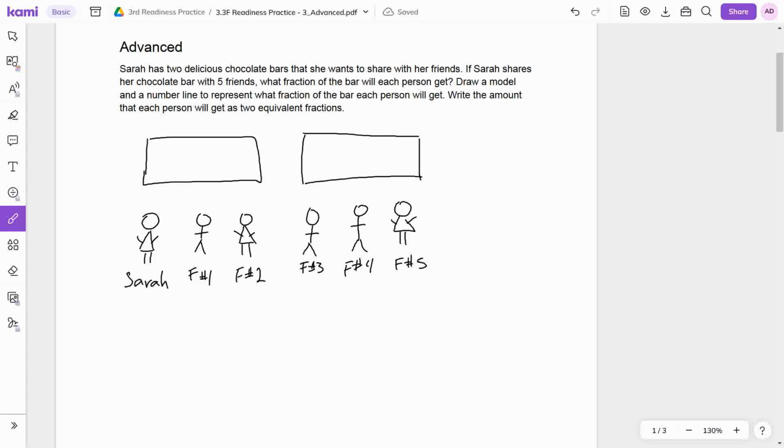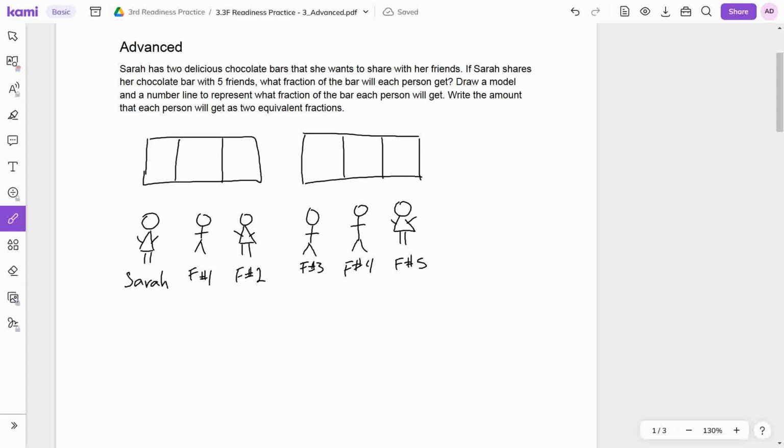Now you notice what I did here is there are 2 different chocolate bars. I know that if I split 6 in half, because I've got 6 total people, I can get 3 and 3. 3 on one chocolate bar, 3 on the other chocolate bar. So I want to draw a model and a number line to represent what's been going on. So I'm going to take some lines, and you see I've got my friends lined up underneath it.